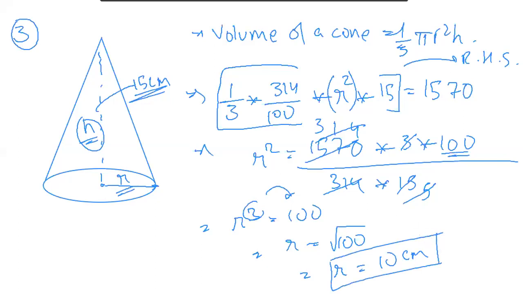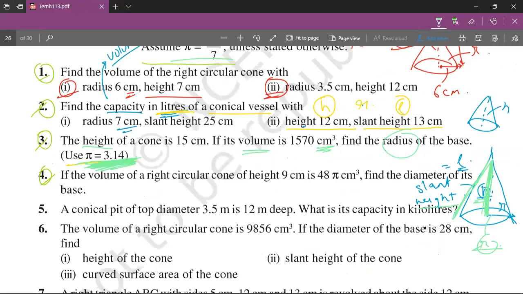and we move on to our next and final question. If the volume of a right circular cone, means if there's a cone like this, so the height will be perpendicular to the radius, so this will be a right circular cone. If the volume of a right circular cone of height 9 centimeters is 48 pi centimeter cube. Now whenever you see 48 pi centimeter cube, please do not simplify this value as 48 into 22 divided by 7. Do not do that.